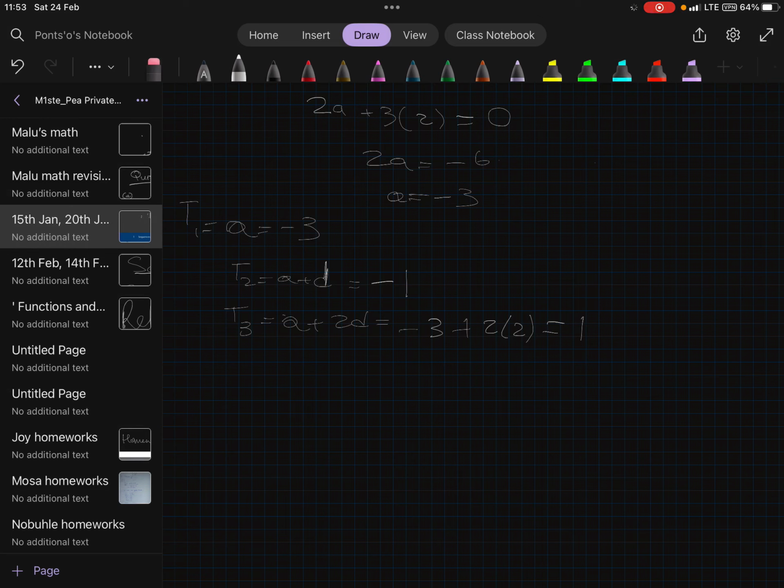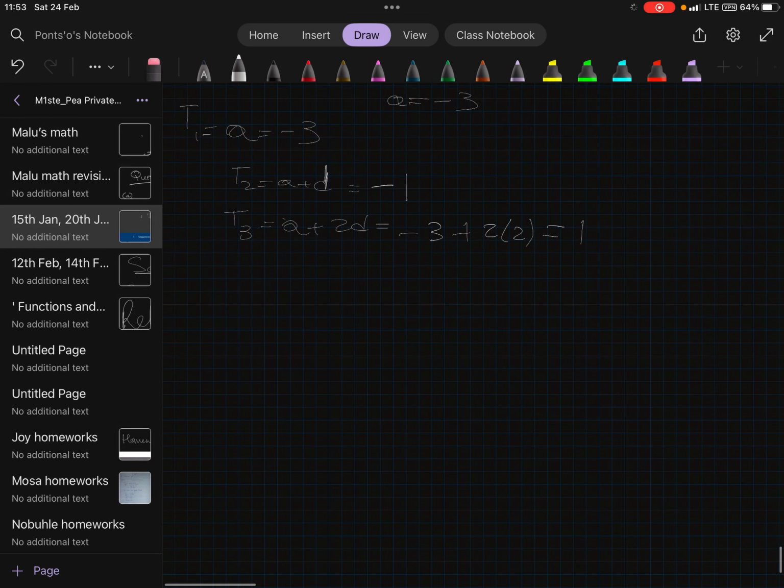So far we've done the sum of an arithmetic series using the 2 formulas. If the first term in a series is t1, then the sum to the first term is just t1. The sum of the first 2 terms will be s2, which is t1 plus t2.